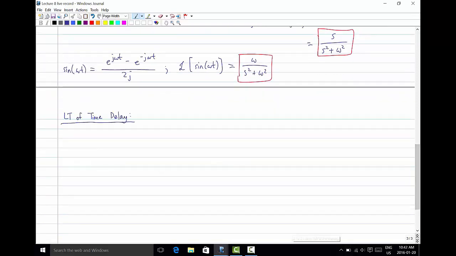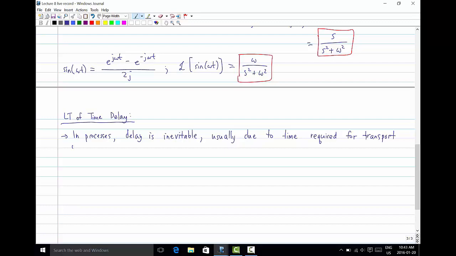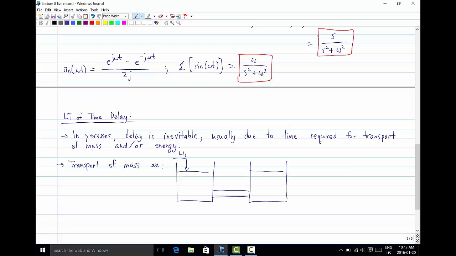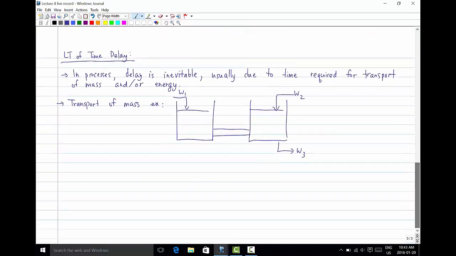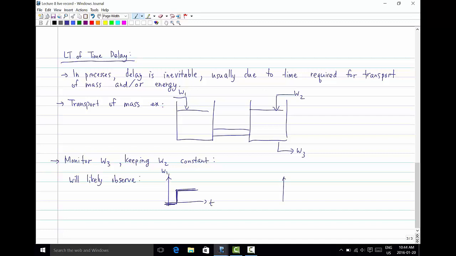Let's look at the Laplace transform of a time delay now. In a typical process, delay is unavoidable because usually it takes time for mass or energy to transfer from one medium to the next. In this typical example of mass transfer, we have two tanks joined by a pipe. We have arbitrary inlets W1 and W2 and an arbitrary outlet W3. If we monitor W3 and keep W2 constant, we observe that if we introduce an increase in W1, we are likely not going to see an increase in W3 at the exact same time.